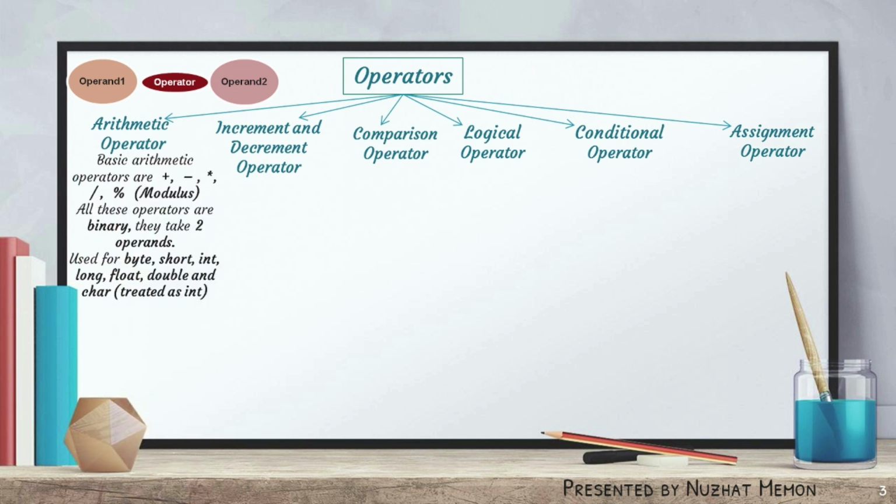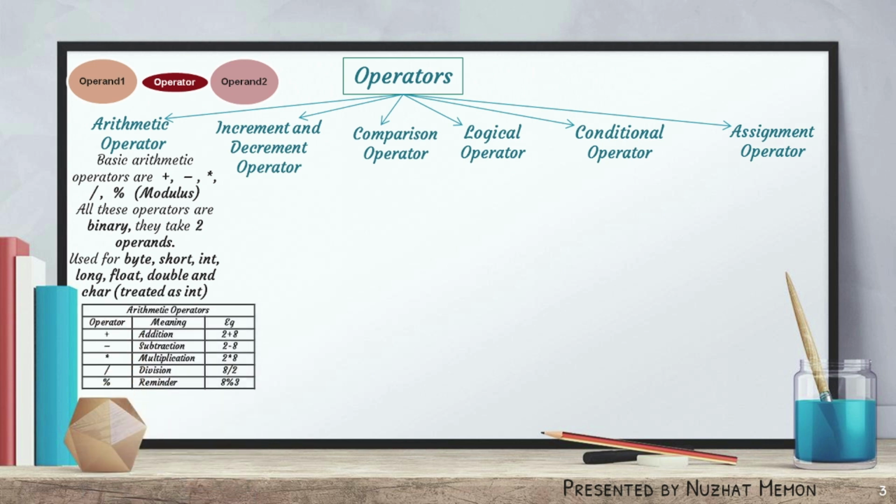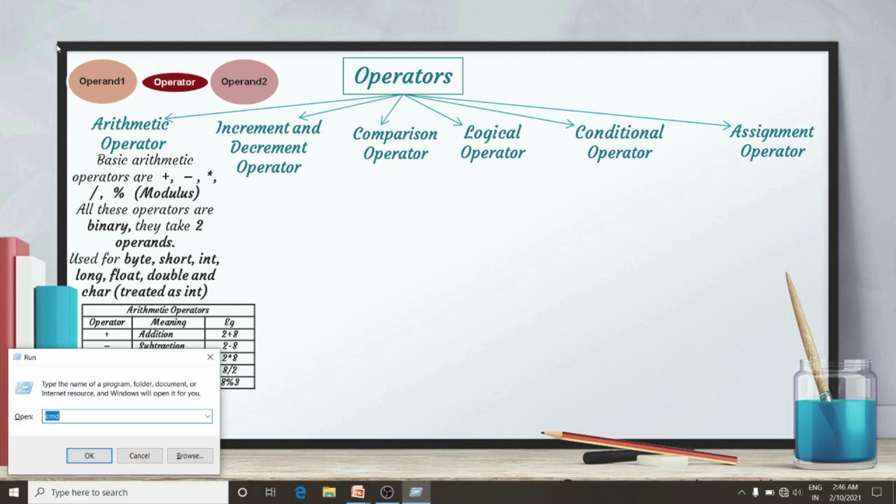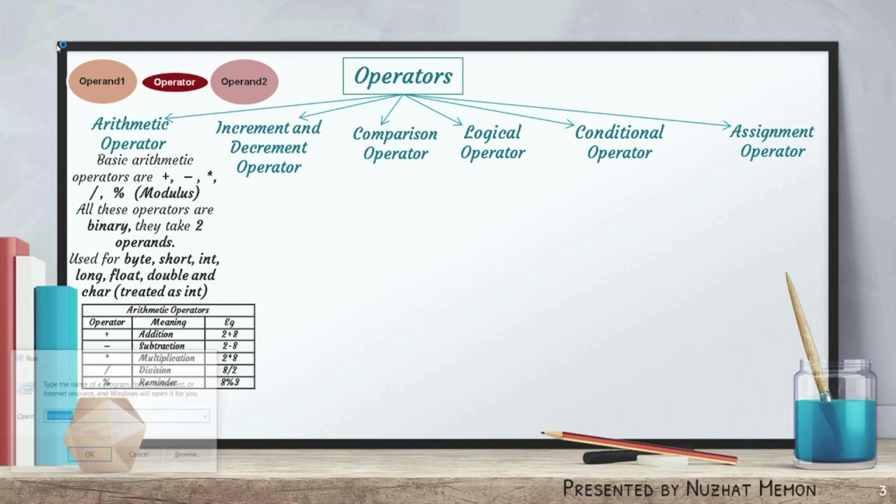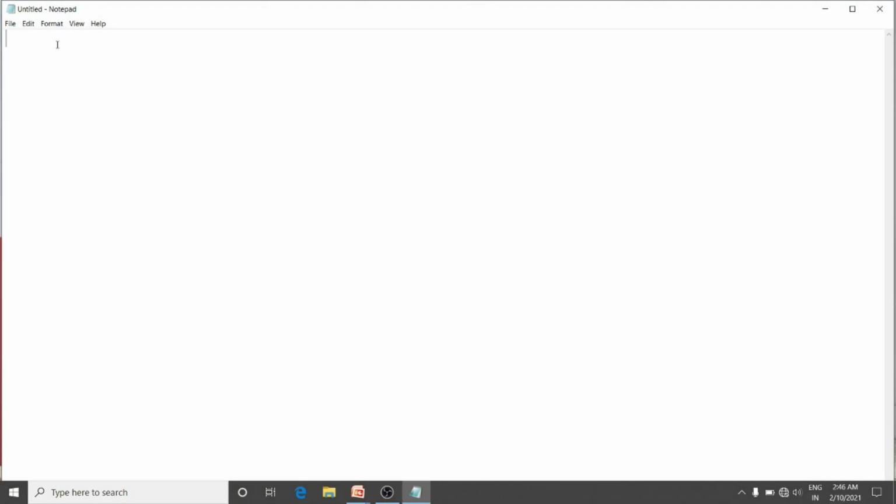Java has 5 operators for basic arithmetic: plus, minus, multiplication, division and modulus. We will do all these arithmetic operators practically. So here I open Notepad. Here I declare a class. You can give any class name. Right now I am giving OperatorsTest.